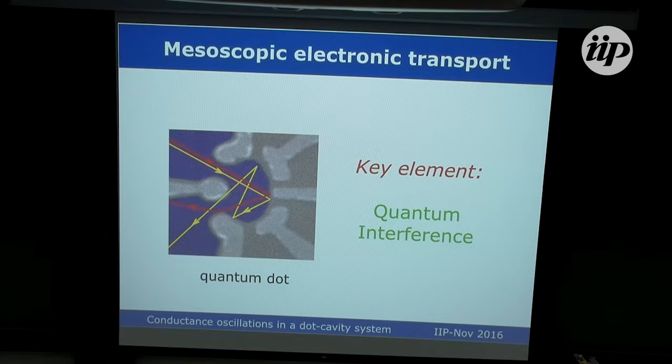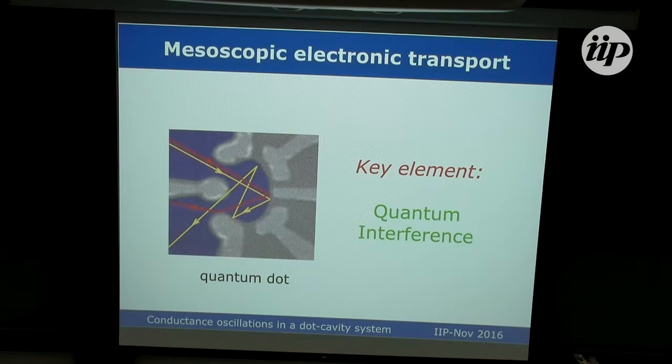Let's go back to main track. So what I want to discuss is mesoscopic electronic transport. And in about 20 minutes, I'll begin to address a problem which is very non-trivial in this respect. So the key element here is quantum interference.